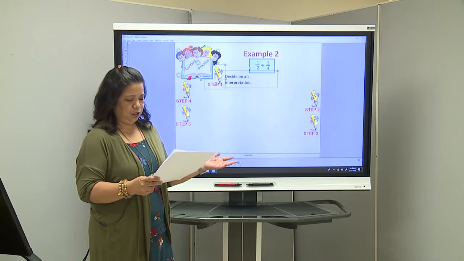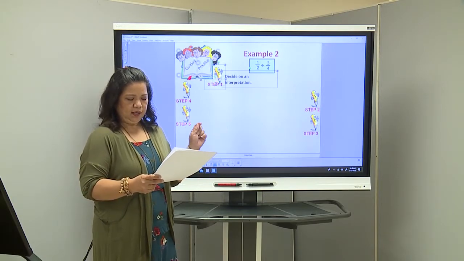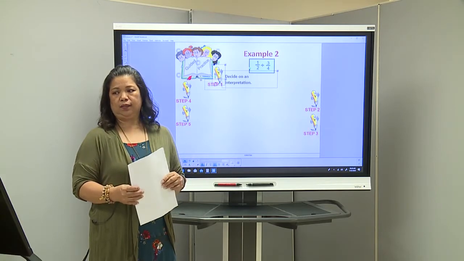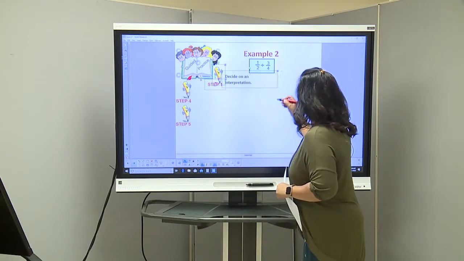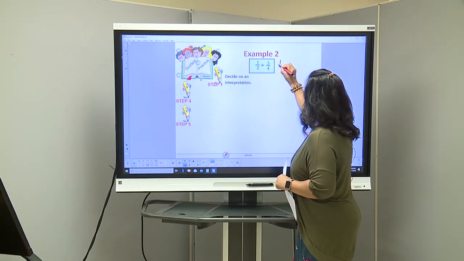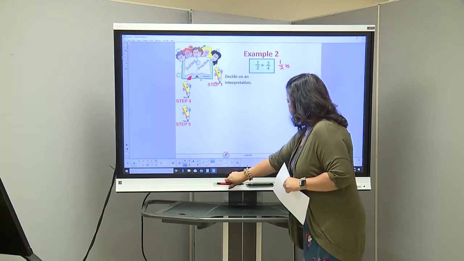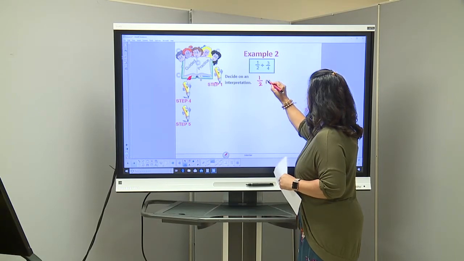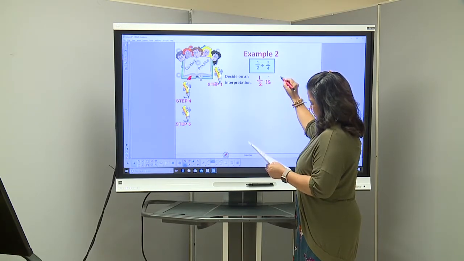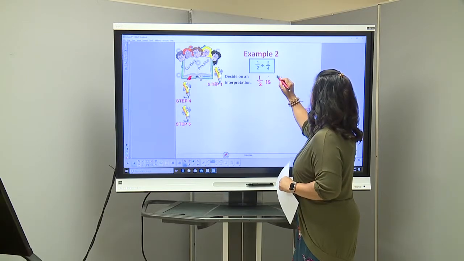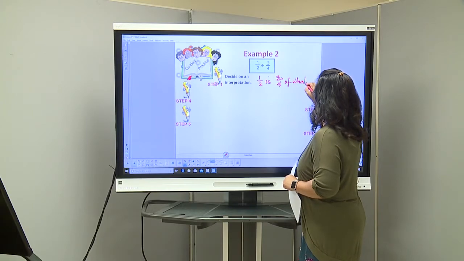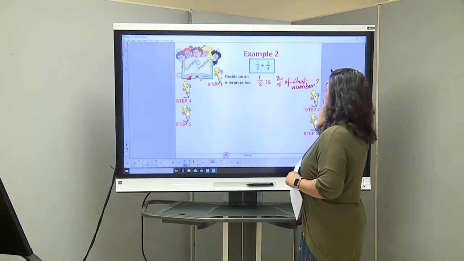So what do we want to know here? 3/4 is the number of groups. So I'm asking 1/2 is 3/4 of what number? Let me write that down. 1/2 is 3/4 of what number? So that's what we are looking for.